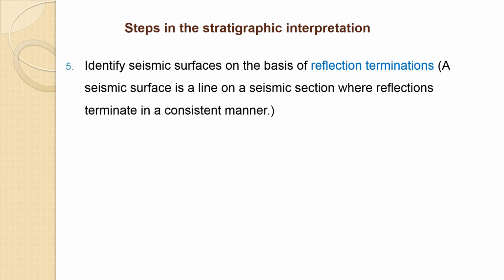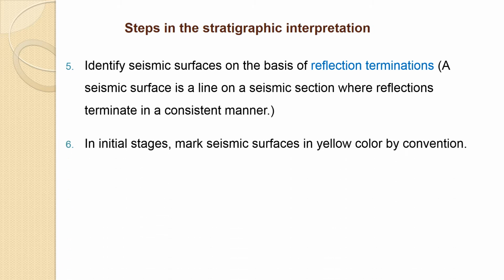The next step is to identify the seismic surface on the basis of reflection terminations. So once you know the reflection terminations, you can tell what kind of seismic surface. A seismic surface here is a line on a seismic section where reflections terminate. Once your reflections are terminated, you can say this is a seismic surface, the same as we say in geology, this is a bedding surface.